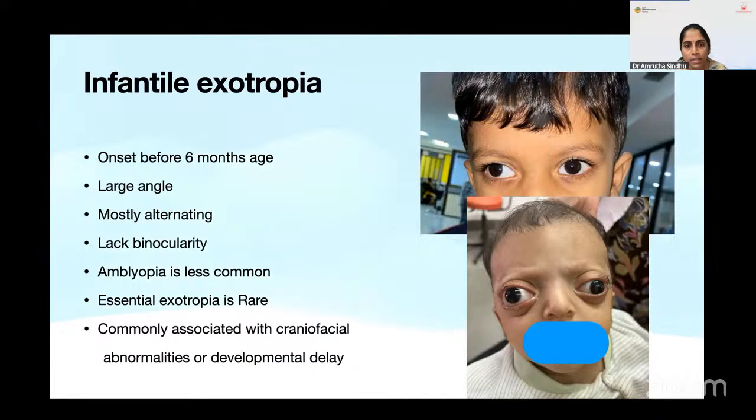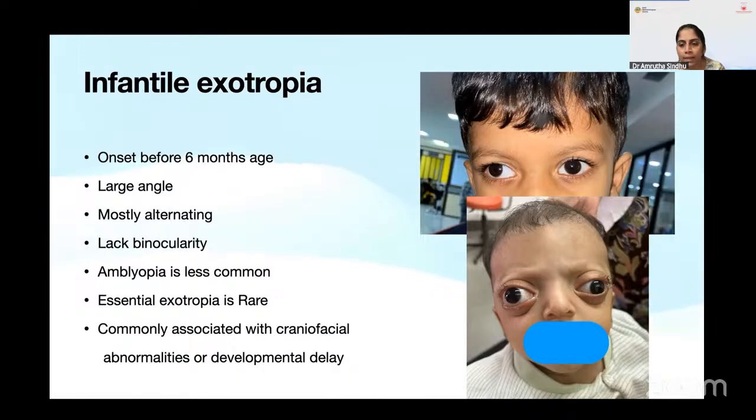It is a constant deviation which is seen between 4 to 6 months of age. So the initial physiological outward deviation is normal. We don't have to really treat that. One thing you have to always keep in mind, the essential infantile exotropia is a condition where there is no underlying pathology. The child usually has just an exotropia, and most commonly there can be a positive family history.